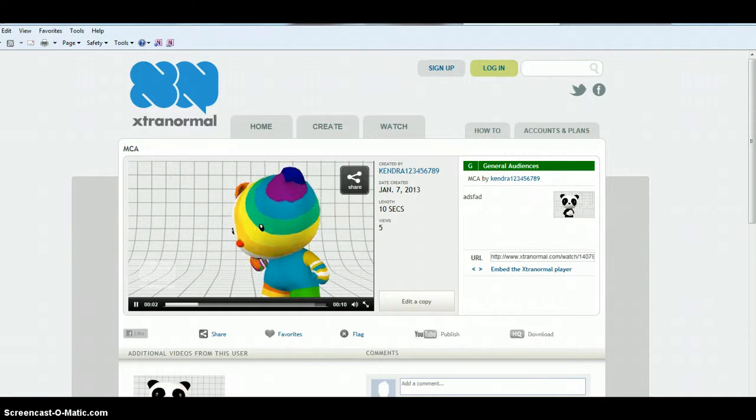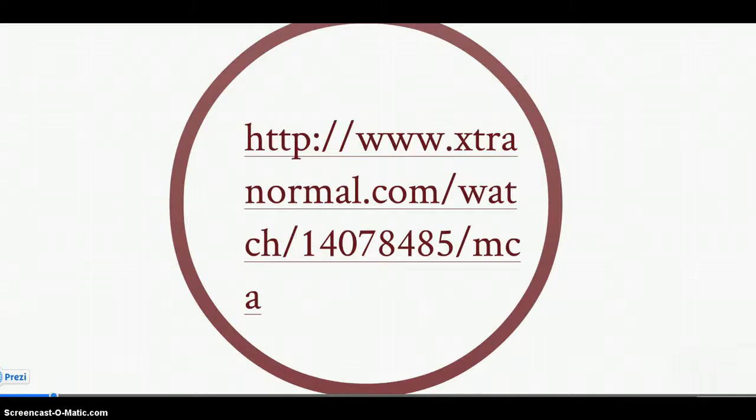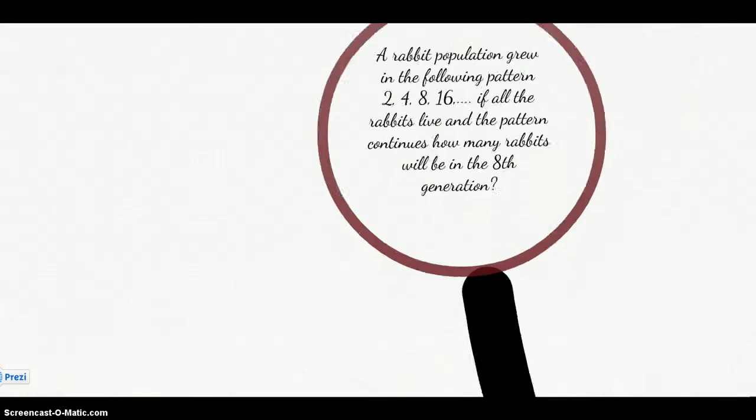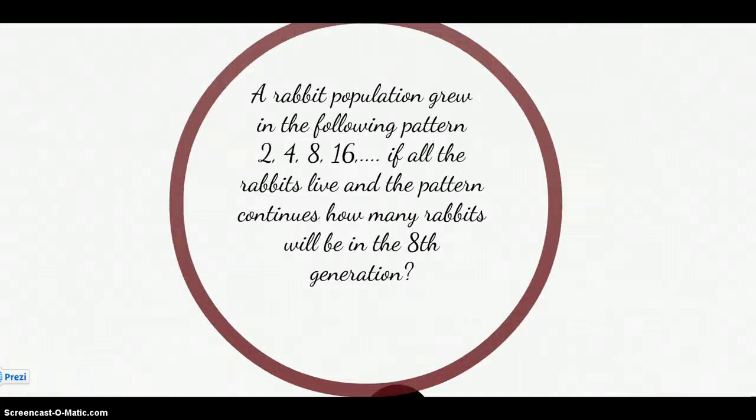This is sequences and series. A rabbit population grew in the following pattern: 2, 4, 8, and 16. If all the rabbits live and the pattern continues, how many rabbits will be in the 8th generation?